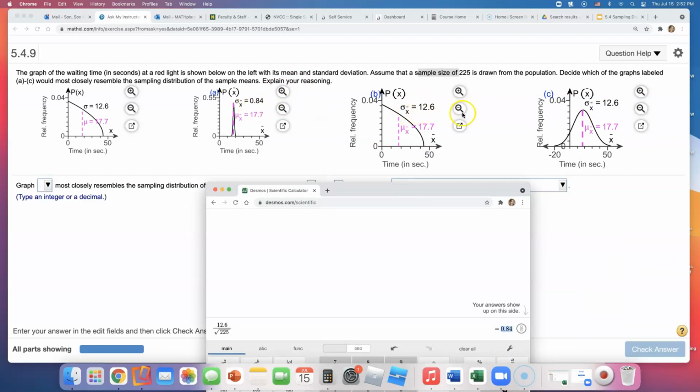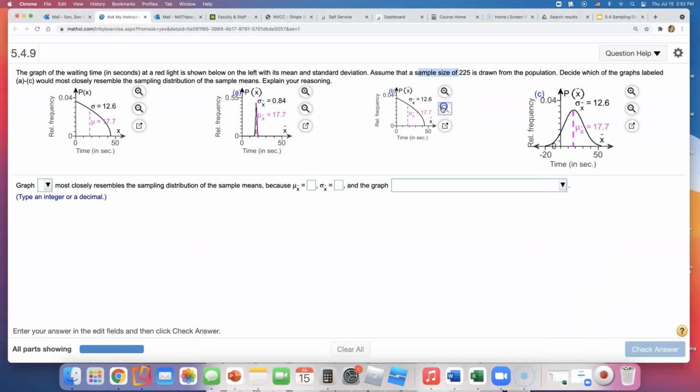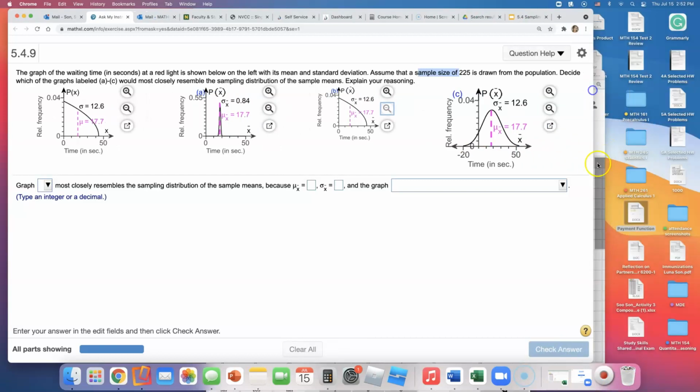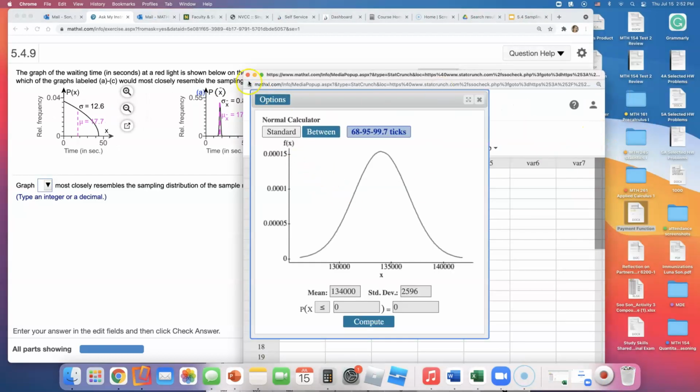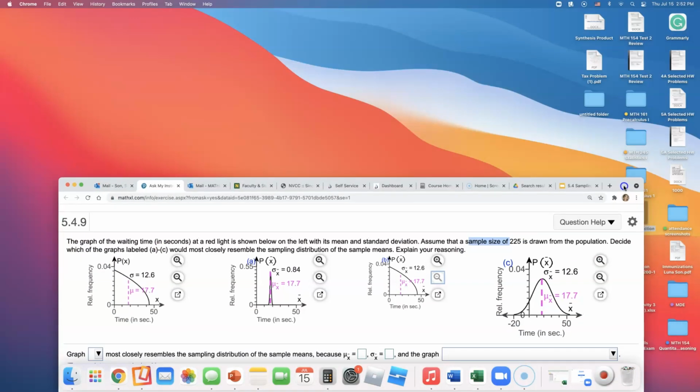This one doesn't, so you're not it. This guy's not it. And this one has 17.7. You see, I almost made a mistake because by the look of it, I like the C because it was kind of chubby. It looked like a normal distribution. But in fact, the first one, A, not this one.